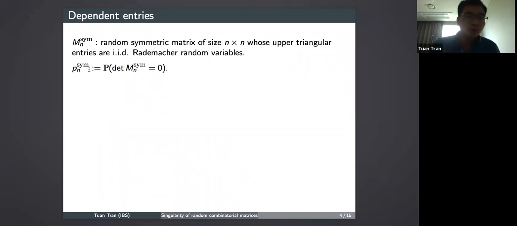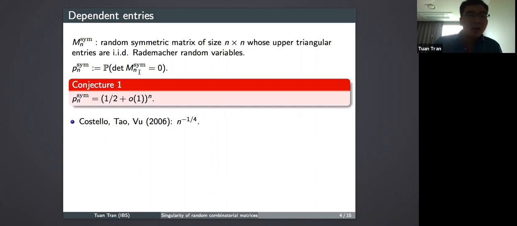And we denote by P_n^sym the singularity probability. Motivated by the previous conjecture, we can also conjecture that P_n^sym is also (1/2)^n. And this comes from the probability that the first two rows of the matrix are equal. That probability is roughly (1/2)^n.